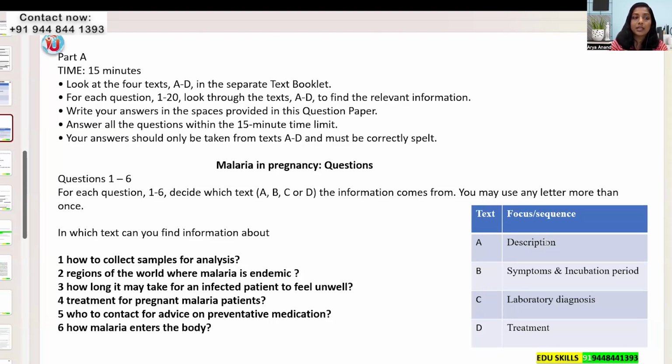They are in confusion whether it's from text A, text B, text C, or text E, from which text it is. They will take time to find out the text. So if you know the text, then you can just go to that text and search only in that particular text. Otherwise, you will search in every text, whether it is A, B, C, D. You will take one word and find it in all the texts.